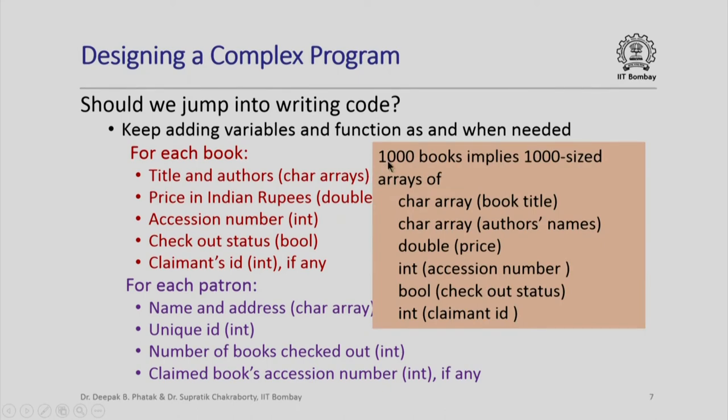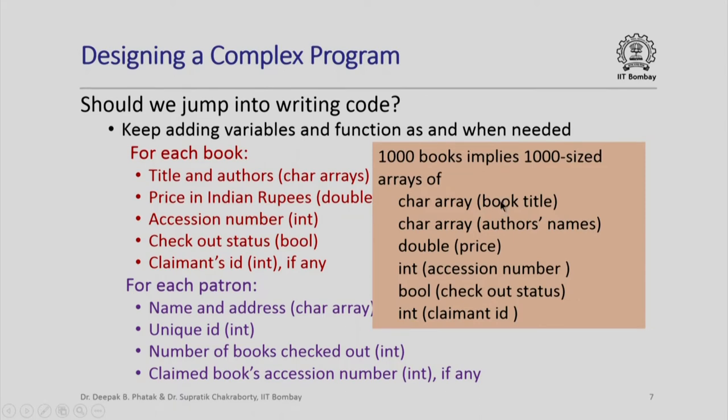Well, now if our library has 1000 books, how am I going to organize all of this information? Well, one alternative could be to use different 1000 sized arrays, where each array stores one kind of information. So, for example, I could have a 1000 sized array storing the book titles.